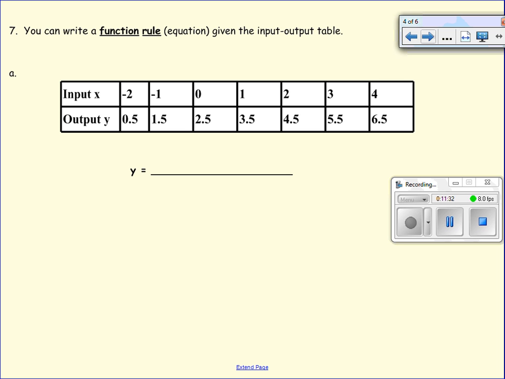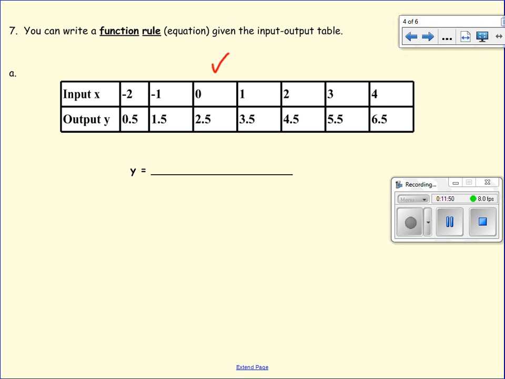What did you do to the x to get 2 and 5/10? Let's see. It looks like we added 2 and 5/10. So could it be x plus 2 and 5/10? Okay, now that works for the 0.